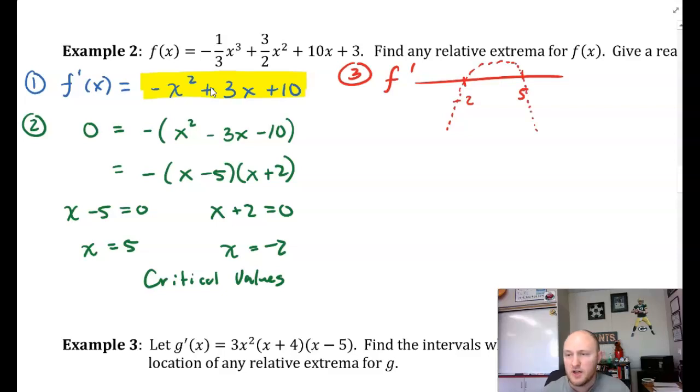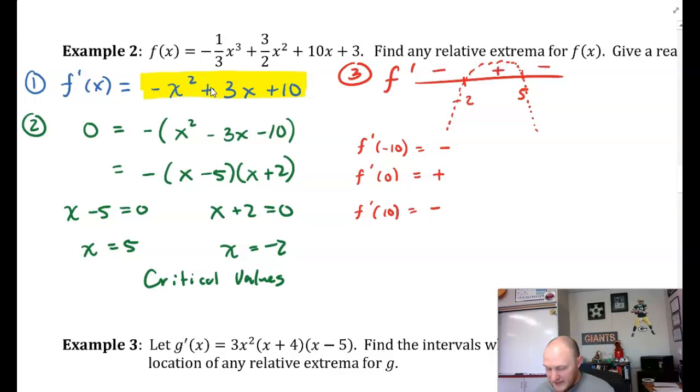So if you were to test, maybe I would test f prime of negative 10. If you plug this in, you're going to get a negative answer. If you test f prime of 0, the best one to test, you get a positive 10. And then f prime of 10 would give you a negative, okay? So we have negative, positive, negative. Now, if you wanted to visualize what's happening, f prime is negative, then it's positive, and it's negative. Well, my function's decreasing.